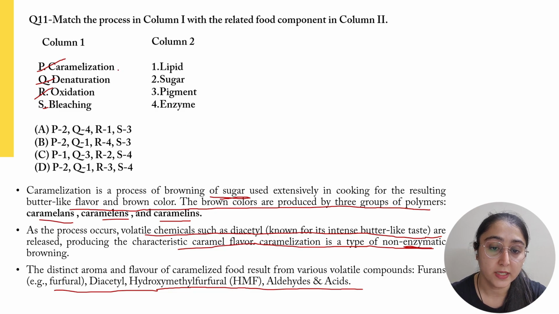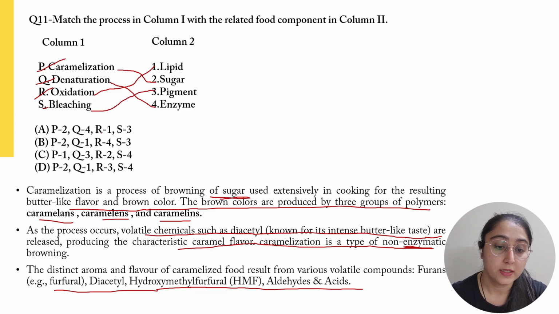So we have just seen that caramelization is basically about sugars, right? Then denaturation goes with enzymes, then lipids generally oxidize, and then bleaching is done to remove the pigments, right? Therefore, the correct answer to this question becomes option number A.